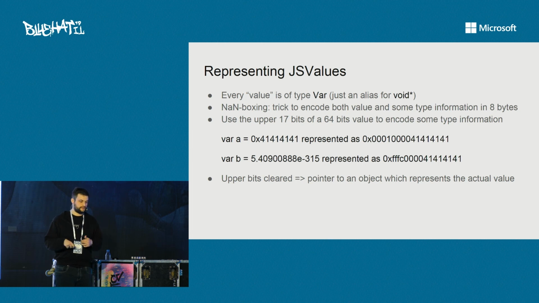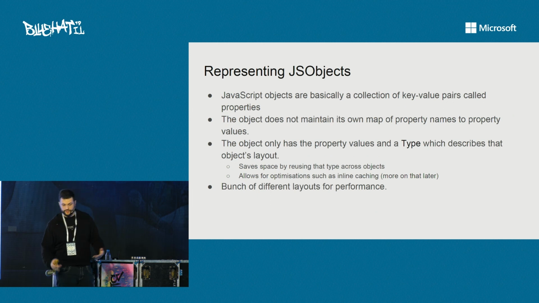And what that means is that if none of those bits are set, you're basically dealing with a valid pointer, and dereferencing that pointer will lead you to the actual object, which will contain more information. So those objects, commonly referred to as JSObjects in all the major engines, we'll talk about them now.